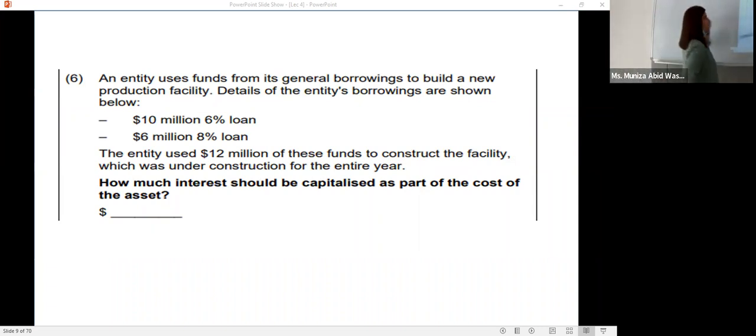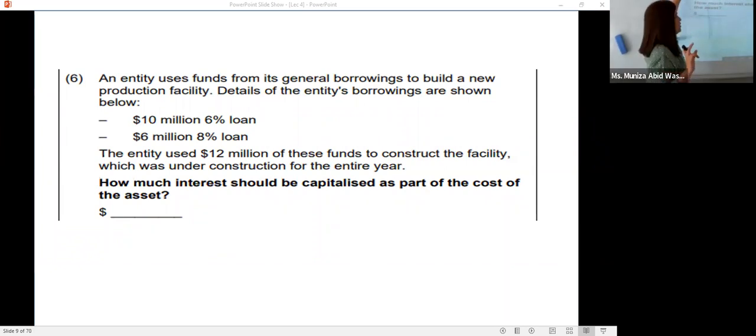Students, we have discussed in IS 23 that when the organization is taking a loan from multiple sources, then we have to take the average in order to calculate the rate of interest. So out of 16 million, only 12 million has been used in order to construct the facility. Calculate the rate of interest and tell me how much interest should be capitalized.